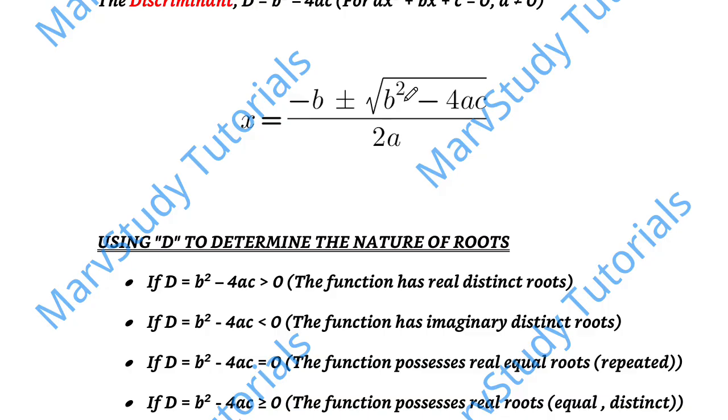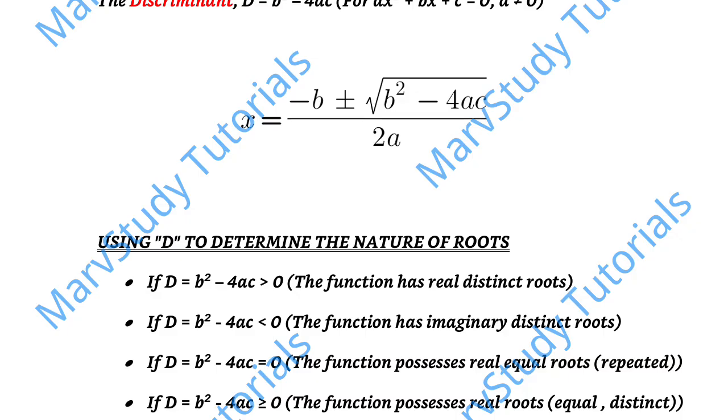And if the value of d is equal to 0, then that means the function possesses real and equal roots. Then the fourth is that the value of d is greater than or equal to 0. Please, the first three are the most important. The value of d greater than or equal to 0 gives us a set of values for which the roots are equal and also distinct. The first three are the key ones: greater than 0, less than 0, equal to 0.